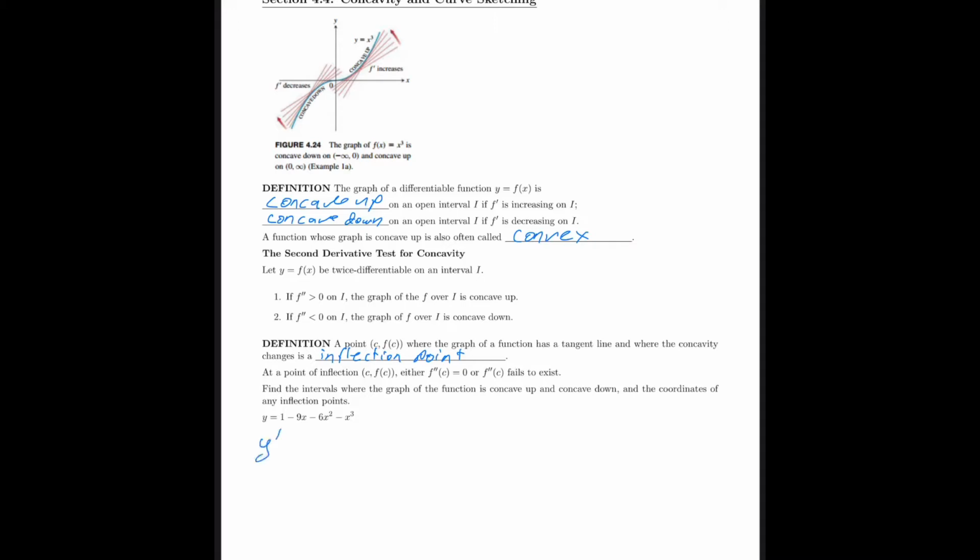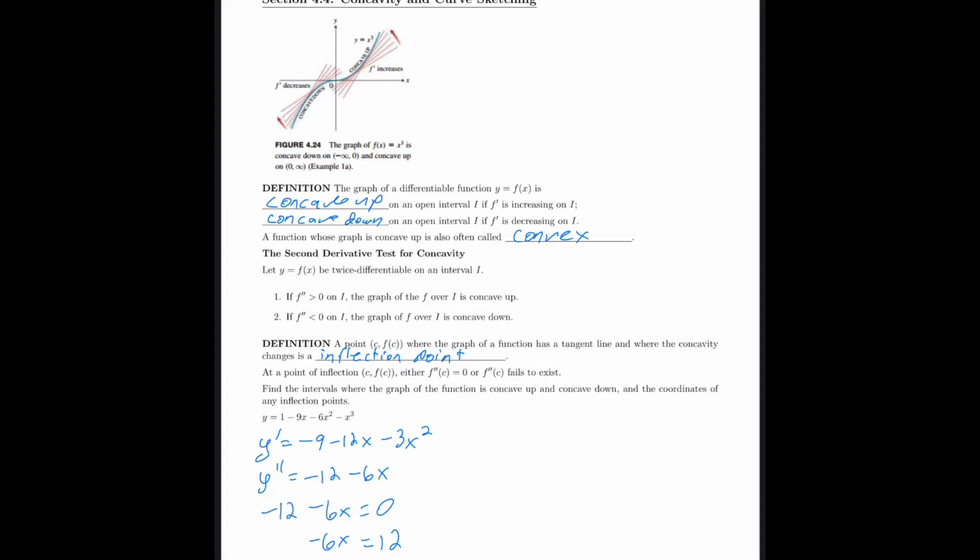Find the intervals where the graph of the function is concave up and concave down, and the coordinates of any inflection points. To do that, we need to find the second derivative of the function. Start by finding the first derivative. The first derivative here would be negative 9 minus 12x minus 3x squared. And the second derivative would be negative 12 minus 6x. We can set that equal to 0. So negative 12 minus 6x equals 0, so negative 6x equals 12, so x equals negative 2.